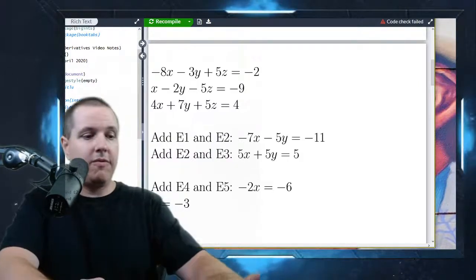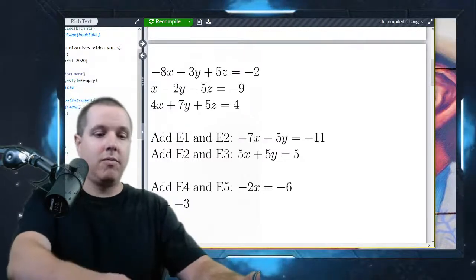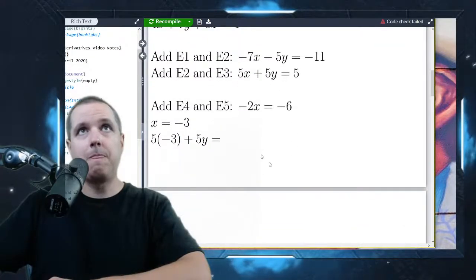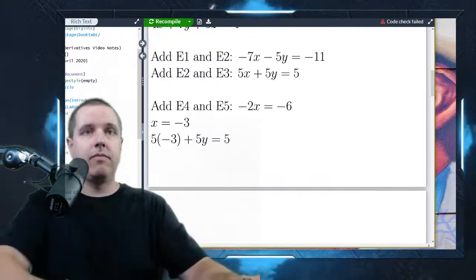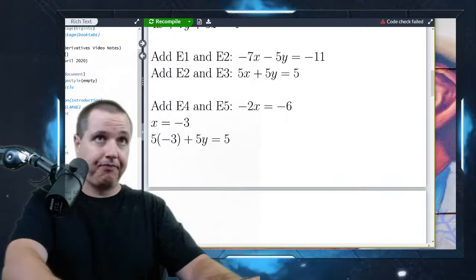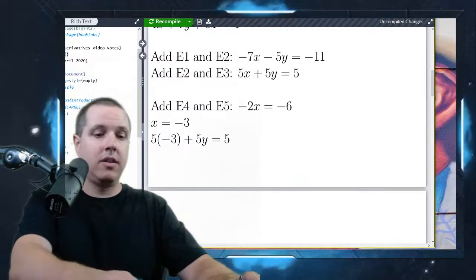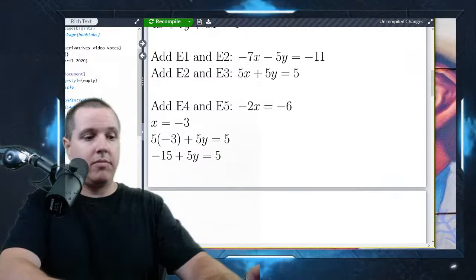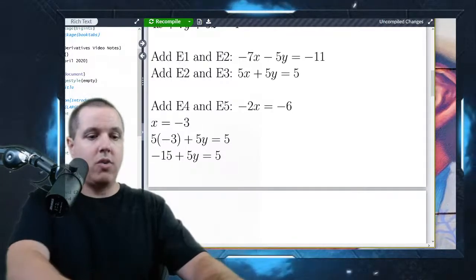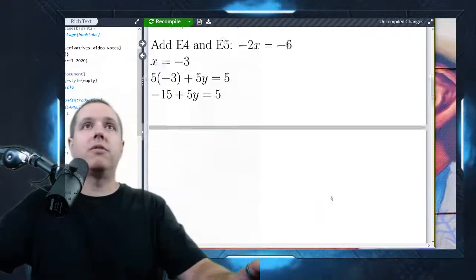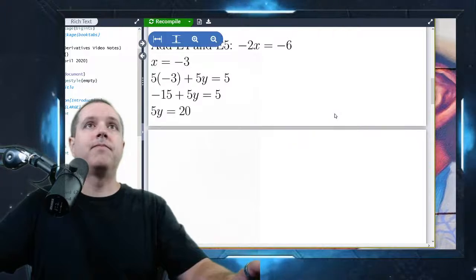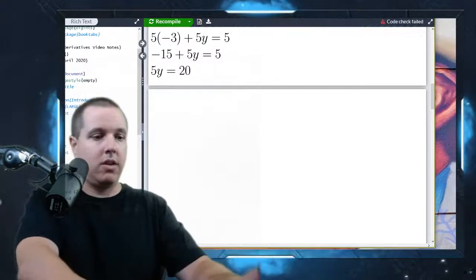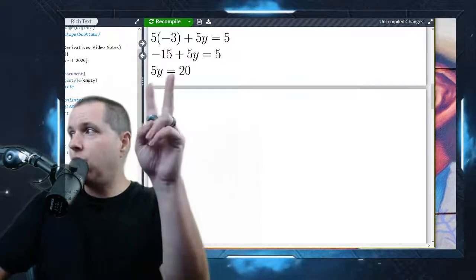So we're going to do 5 times negative 3 plus 5y equals 5, right? Which is negative 15 plus 5y equals 5, which becomes 5y equals 20. Am I off the screen? Sorry if I'm off the screen here. There we go. 5y equals 20. We divide and get y equals 4. Y equals 4.